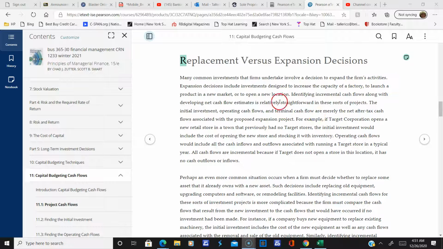And hello, everyone. So I want to pick up now on Chapter 11, Part 3, and this is an important concept that we have to go through and discuss, and it's called replacement versus expansion decisions.